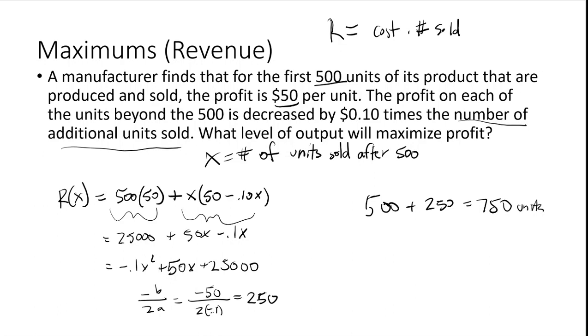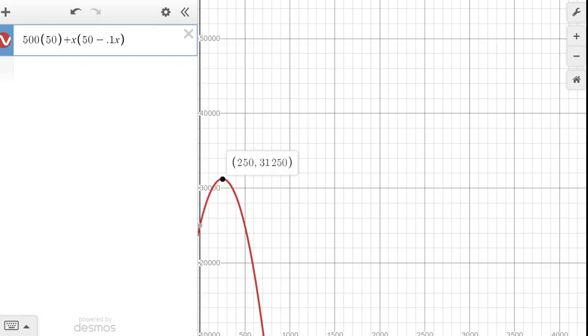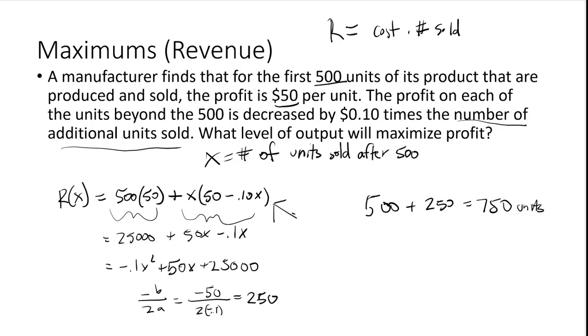And then you can plug 750 back into this function here to find out how much money they would then be making. But we know what that is already because of what we had on the graph. It's actually $31,250 they would be making, which is pretty good, right? So this is revenue equals cost times the number of units sold, and you apply that idea specifically to a problem.